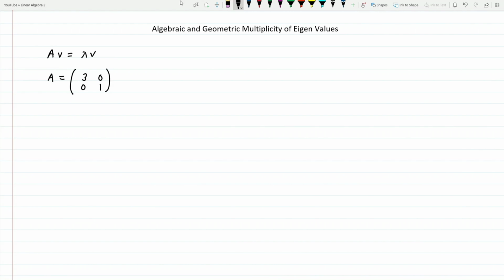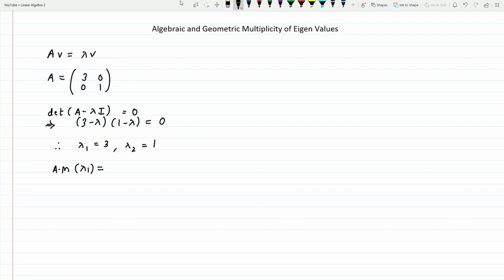The characteristic polynomial of this matrix A is determinant of A minus lambda I equals 0, and you can solve it and conclude that the characteristic polynomial is (3 minus lambda)(1 minus lambda) = 0. Therefore, the roots are lambda 1 equal to 3 and lambda 2 equal to 1. Since each root appears only once, the algebraic multiplicity is 1. That means that the algebraic multiplicity of lambda 1 is equal to 1 and the algebraic multiplicity of lambda 2 is equal to 1. Now for something a bit more interesting, consider the following matrix.